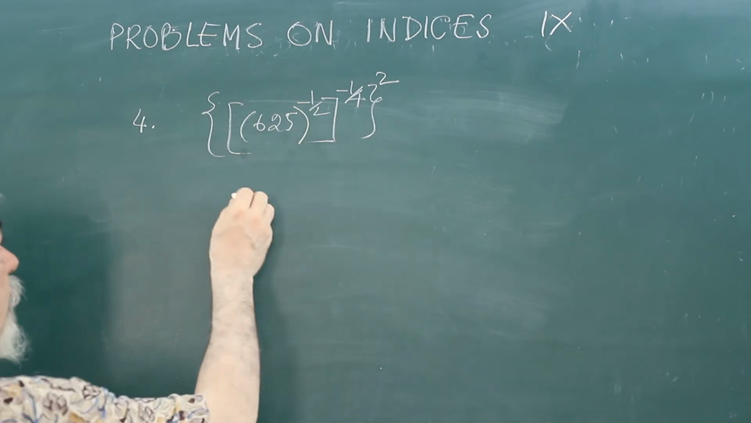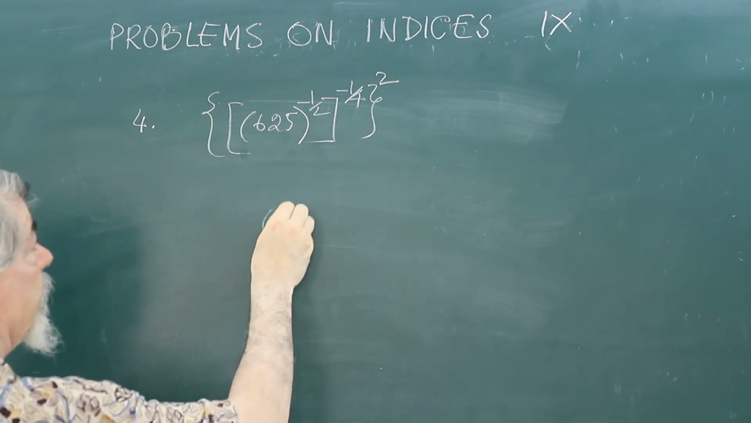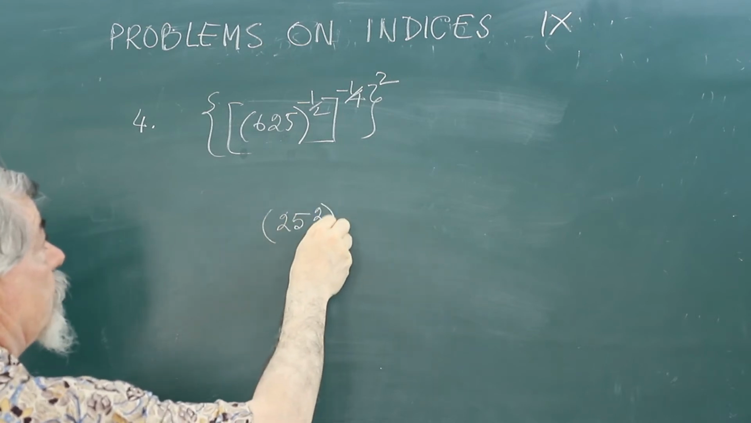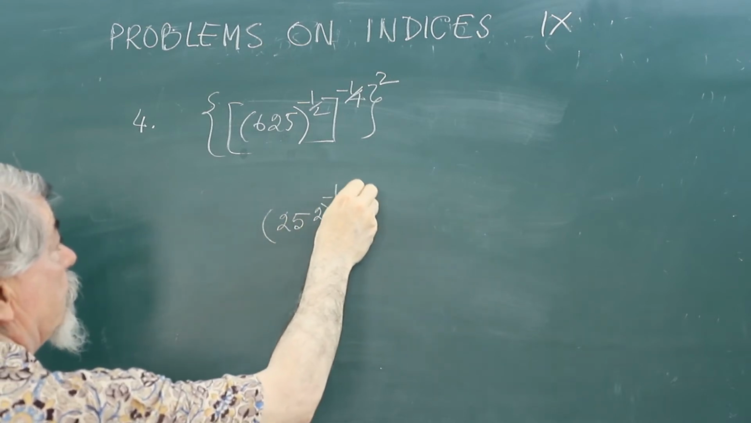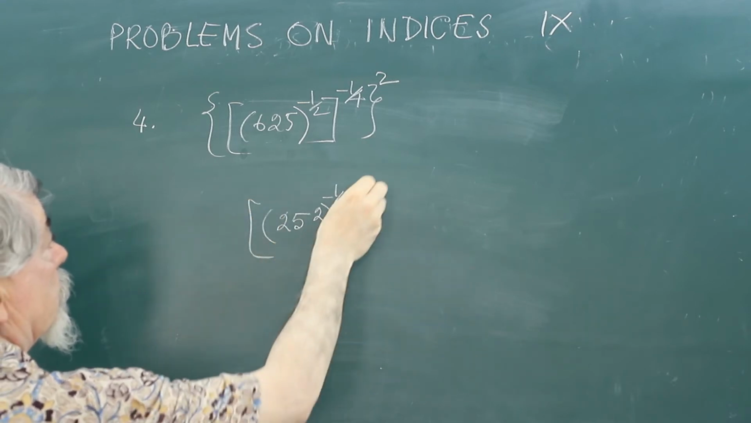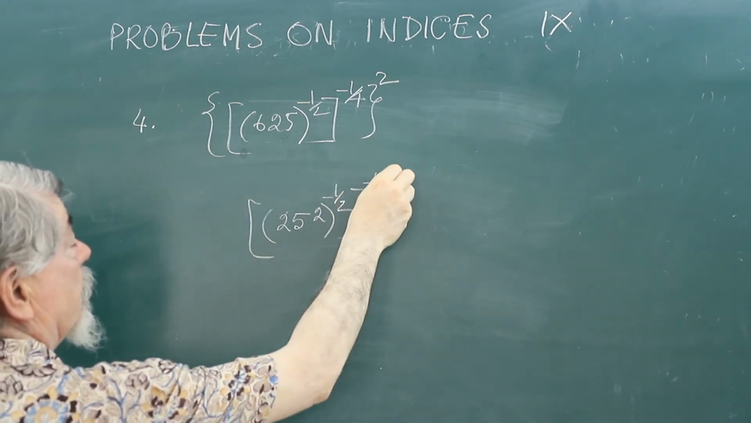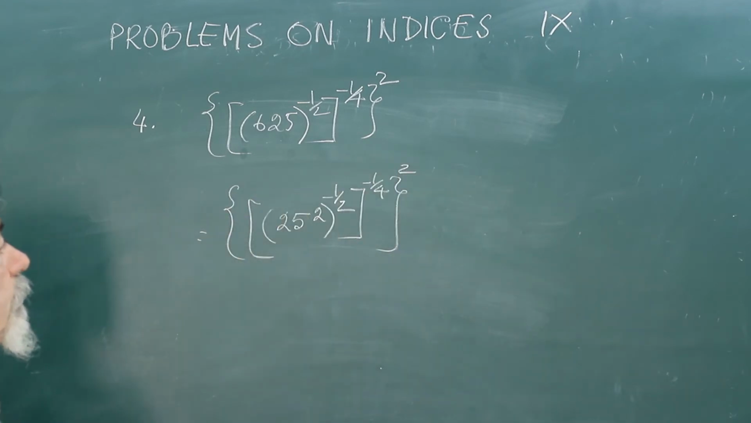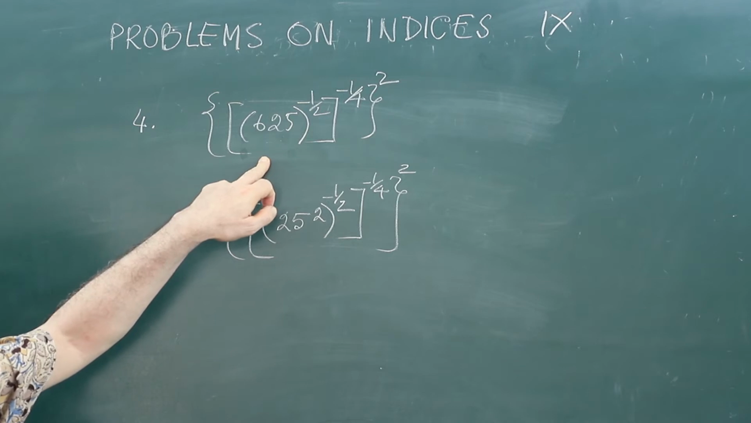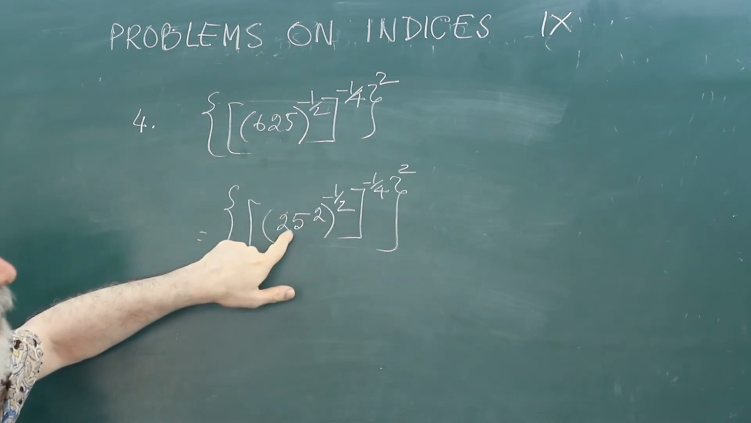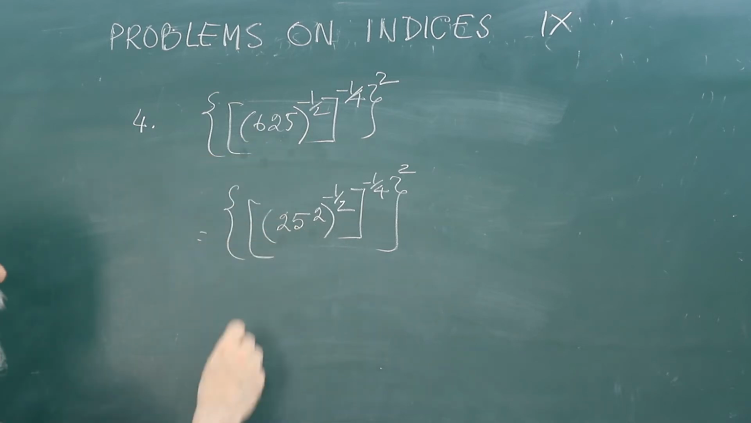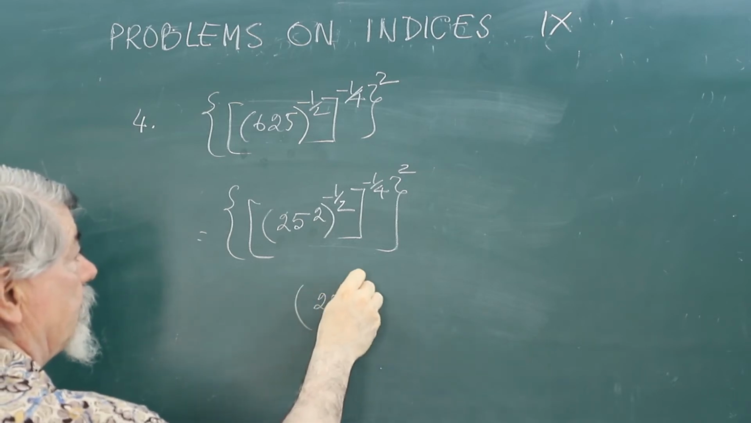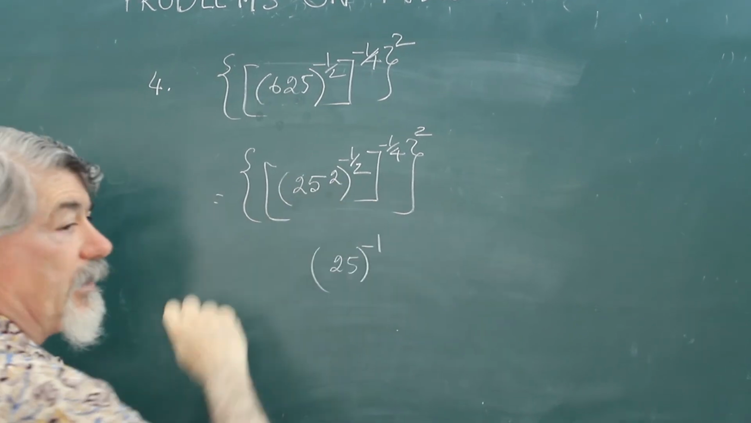625 is there, so what am I going to do? 625 means 25 into 25. So 25 to the power 2, to the power minus 1 upon 2, to the power minus 1 upon 4, to the power 2. 25 into 25 is 625, so we have written 25 to the power 2. It will become what? 25 to the power minus 1. Why? 2 and 2 will cancel.